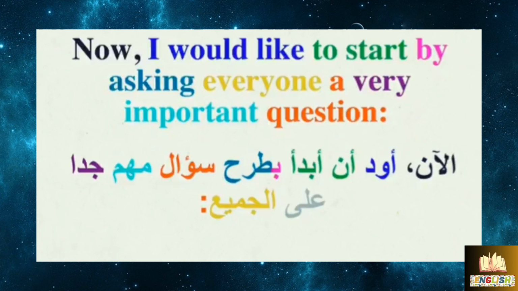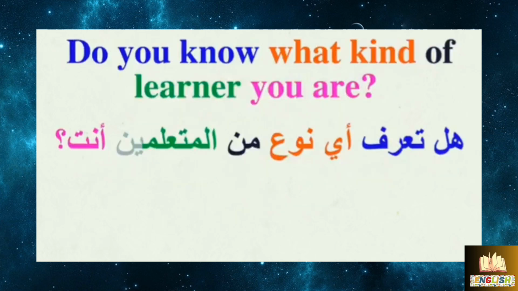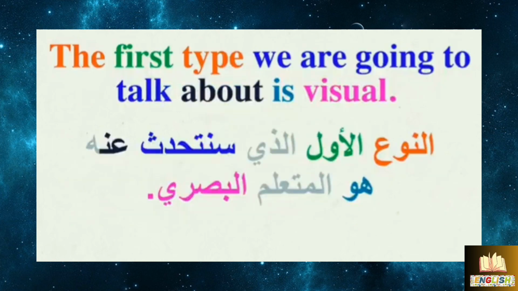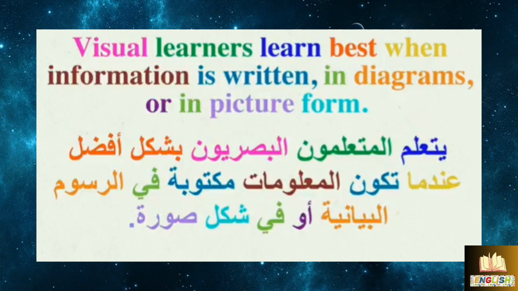Now, I would like to start by asking everyone a very important question. Do you know what kind of learner you are? There are 3 different types: visual, auditory, and interactive learners. The first type we are going to talk about is visual. Visual learners learn best when information is written in diagrams or in picture form.